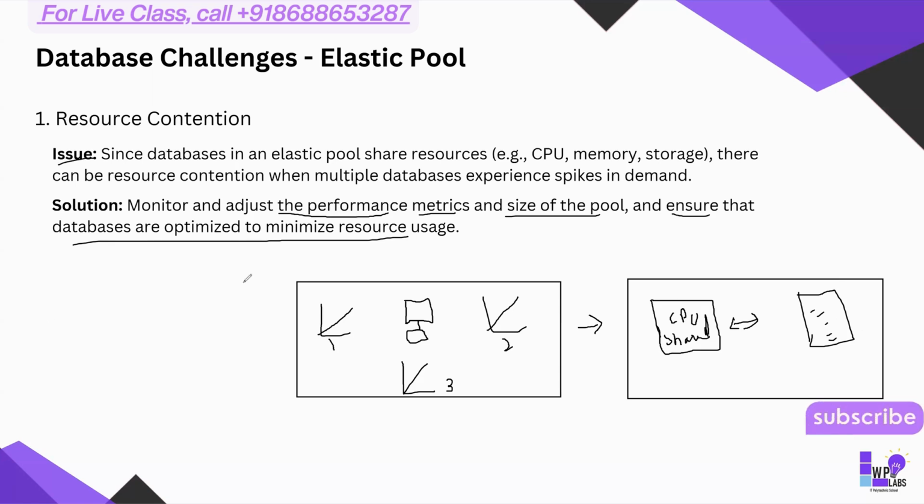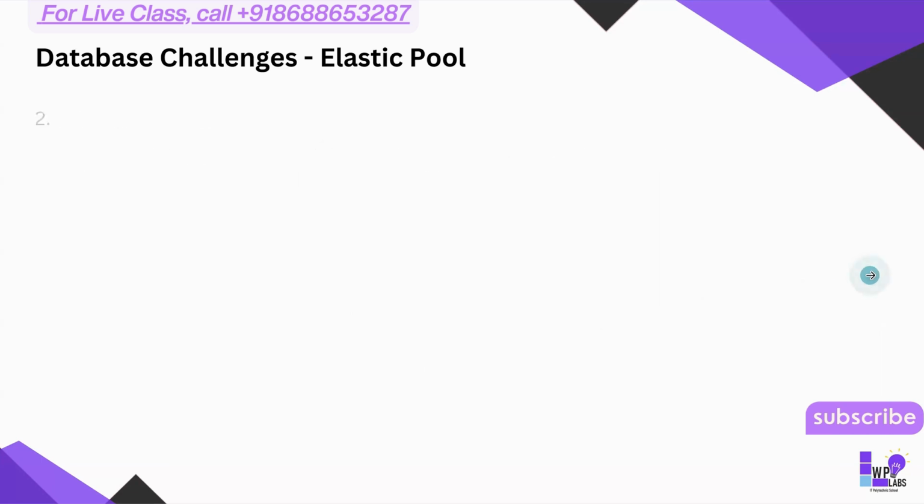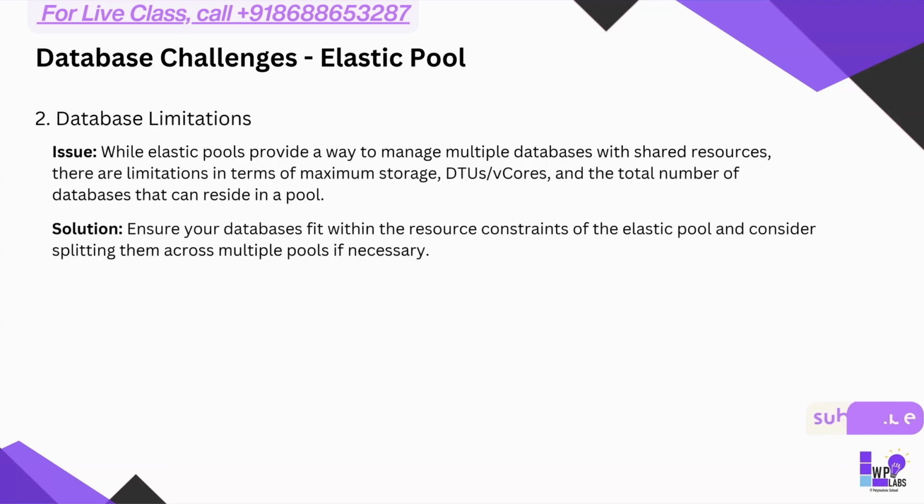So we'll look into our second problem, database limitations. What this database limitation says is that an elastic pool provides a way to manage multiple databases with shared resources. There are limitations in terms of maximum storage, DTUs or vcores, and the total number of databases that can reside in a pool. So let me give you an example so that you can understand.